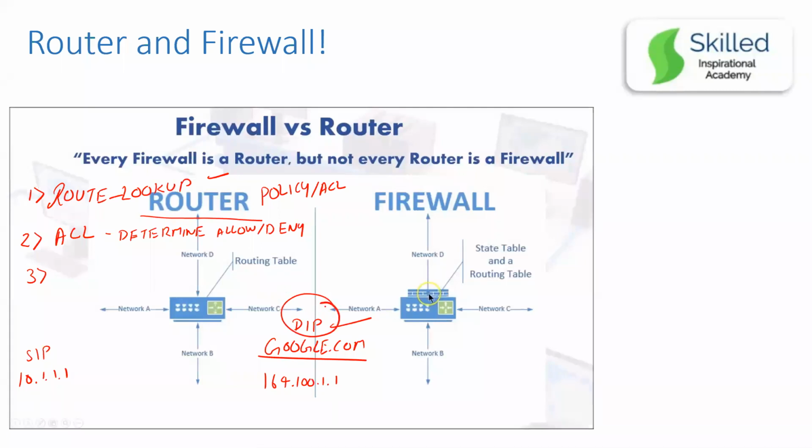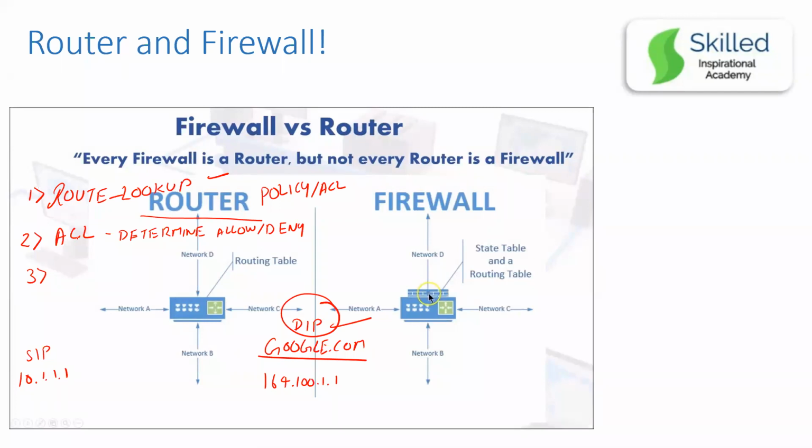Okay, so do I have a route? Do I have any path to get to this destination? If yes, then the second action plan is to look for the ACL. Does my ACL, or does my access control list, allow the traffic, or is it denying the traffic, right? That is the job of a router as well.